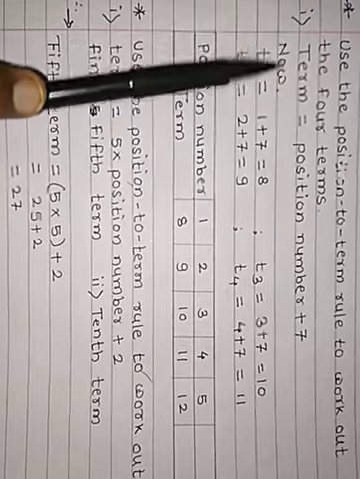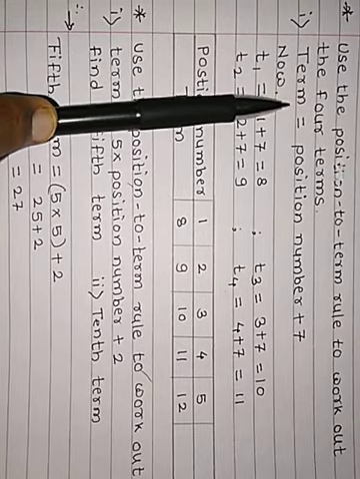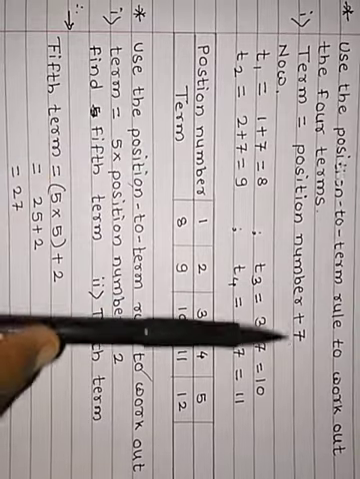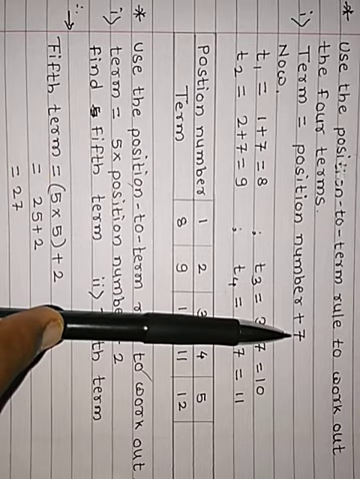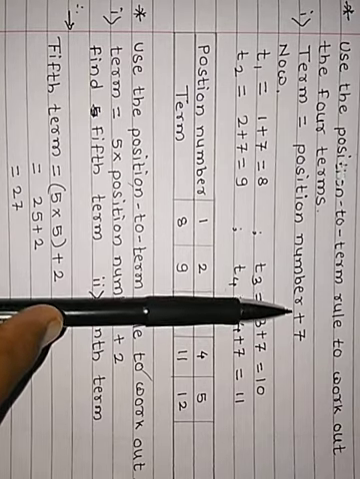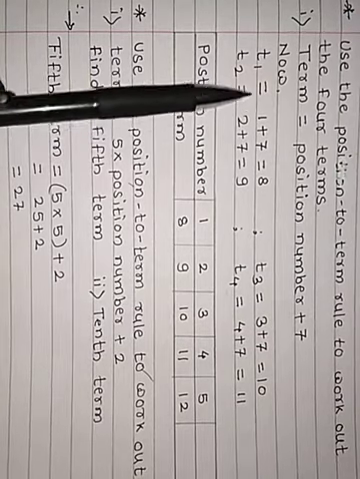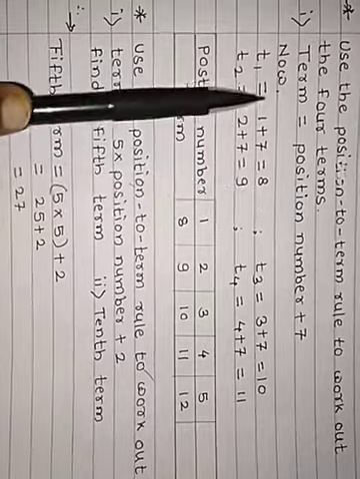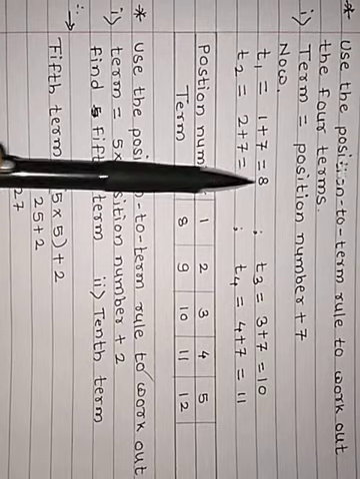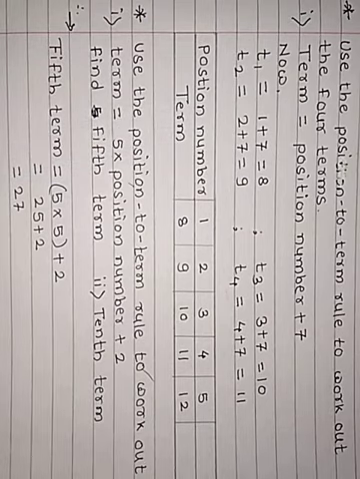Next question. Use the position to term rule to work out 4 terms of the sequence. Here we have been given term equals position number plus 7, and from that we have to find the next 4 terms of the sequence. See here, we take position number as 1, 2, 3, 4, and we will find the terms.